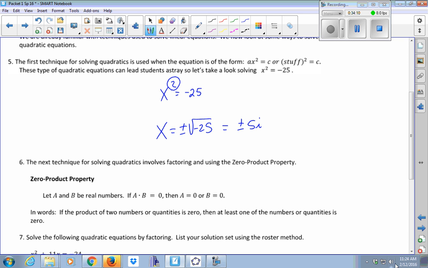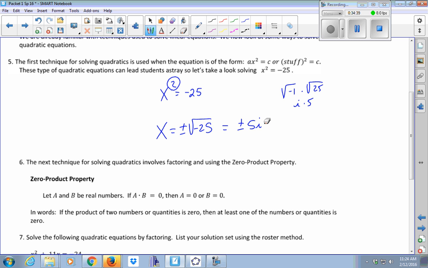5i, because it's negative i times positive 25, which is 5i. But remember, it's plus 5i and minus 5i. So this picture, if you were to draw it, would be a parabola way up on the y-axis, as its vertex, or where it turns around, would be (0, 25). That would be the y-intercept. It would never cross the x-axis.